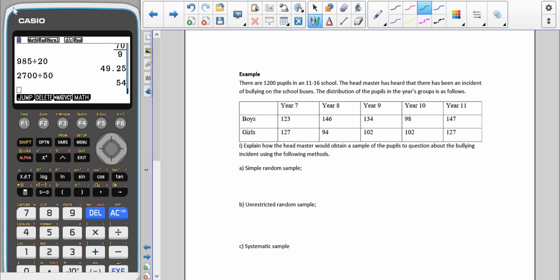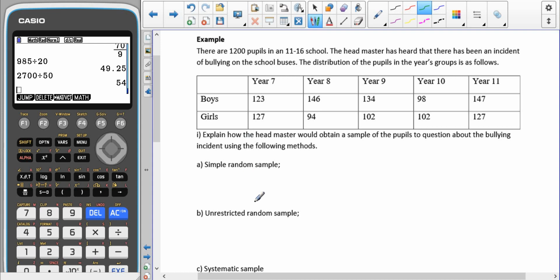So, for the simple random sample, sorry, I've just made it a bit bigger so that then I can write in it a bit more.